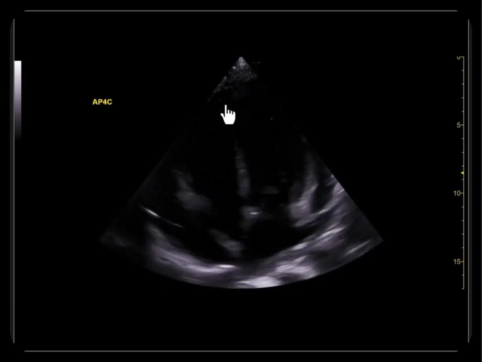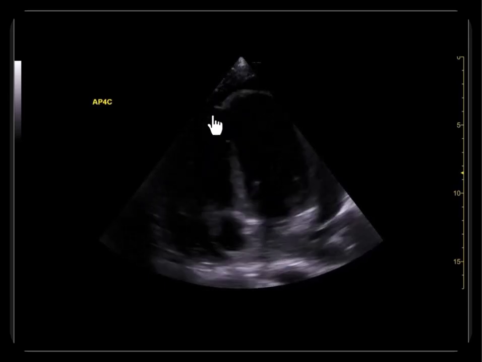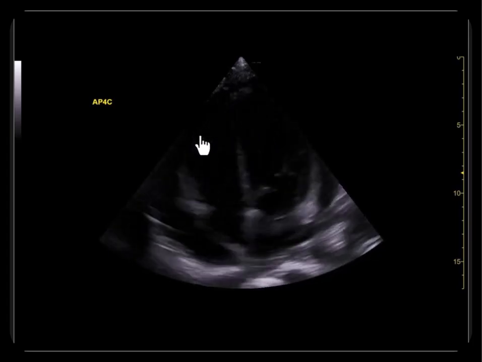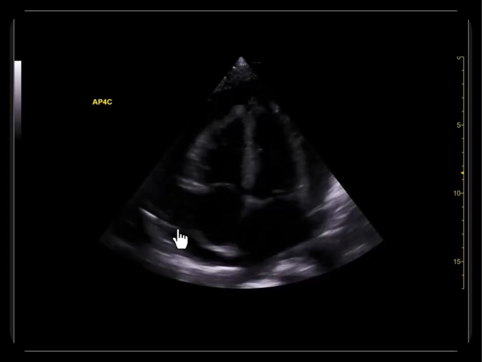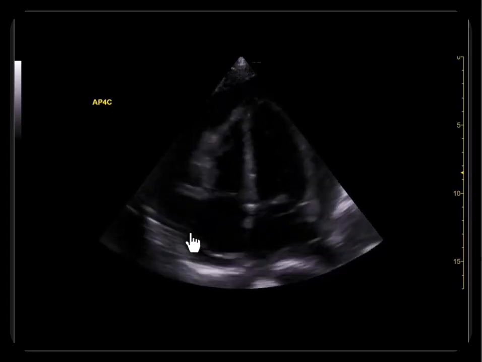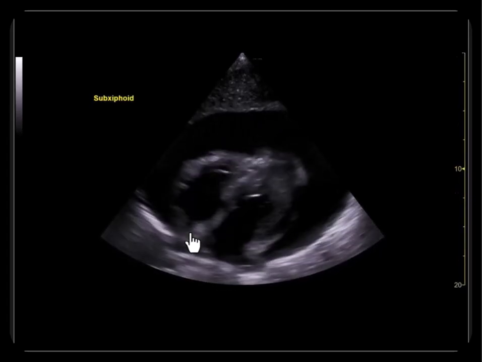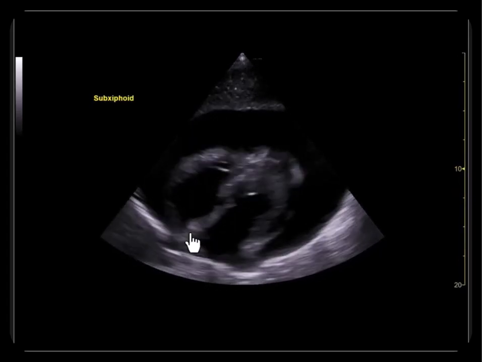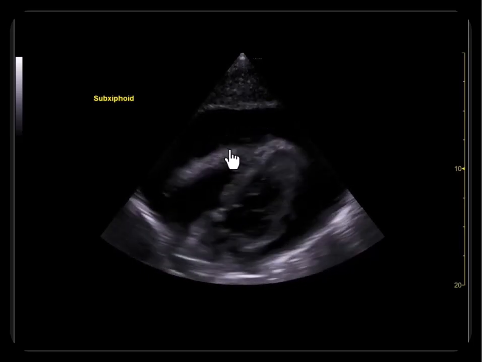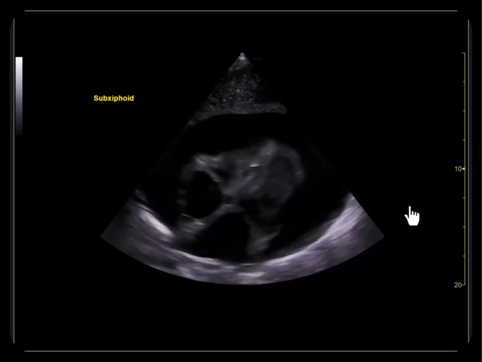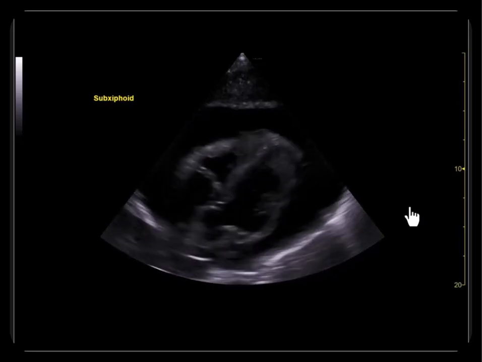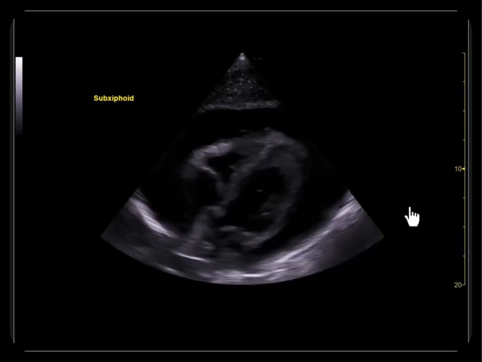Moving to another window in this patient, this apical four-chamber view, now I think I am seeing more collapse of that RV wall, still lots of collapse of the RA wall. And going into the subxiphoid, now I feel I have confirmation that there is definitely bowing in during diastole of the RV free wall. This patient has tamponade.